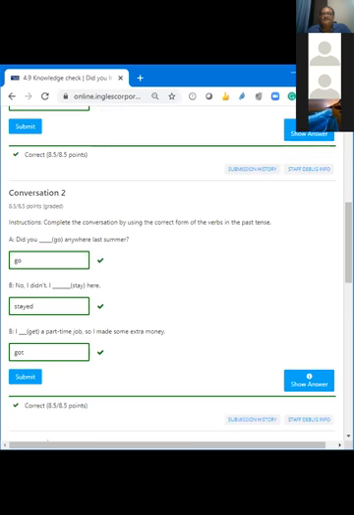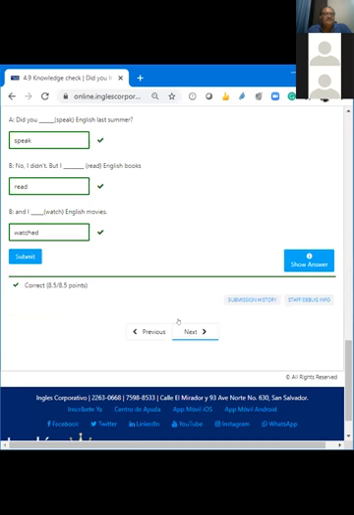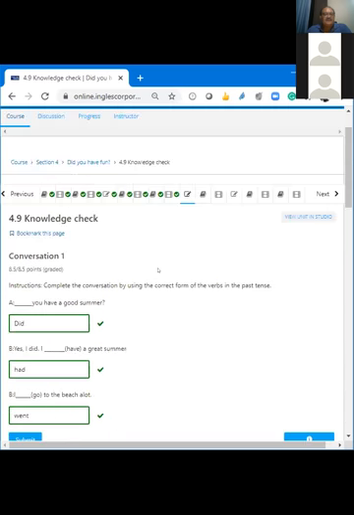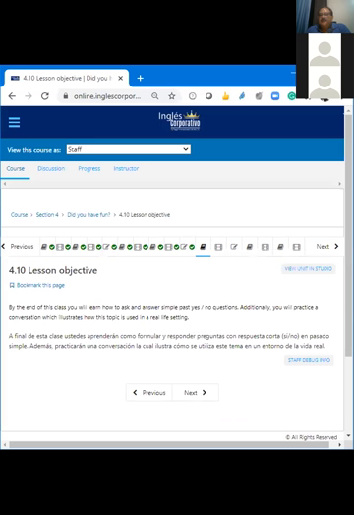Okay, good? Yes, good. Perfect. Then we see the next one. Don't forget to complete the platform, right? And then do the exercises now that you know how to do it. Okay, in the next one, Gabriela, would you please read this? Okay, teacher. By the end of the class, you will learn how to ask and answer simple past yes or no questions. Additionally, you will practice a conversation which illustrates how this topic is used in real life settings. Okay, very good.